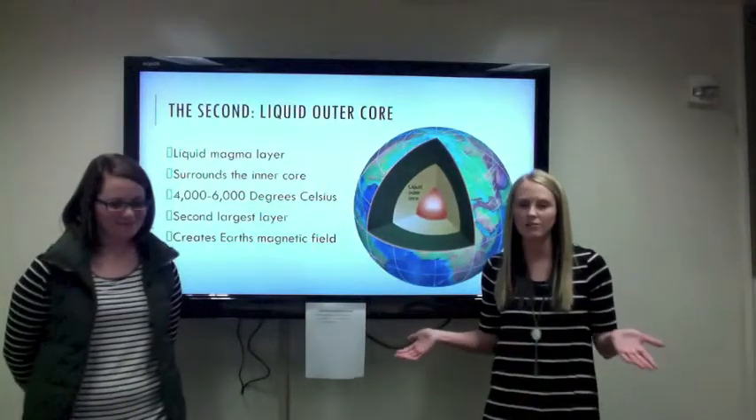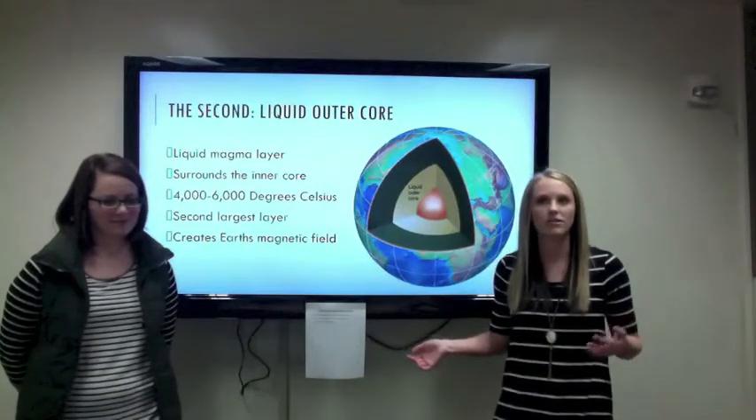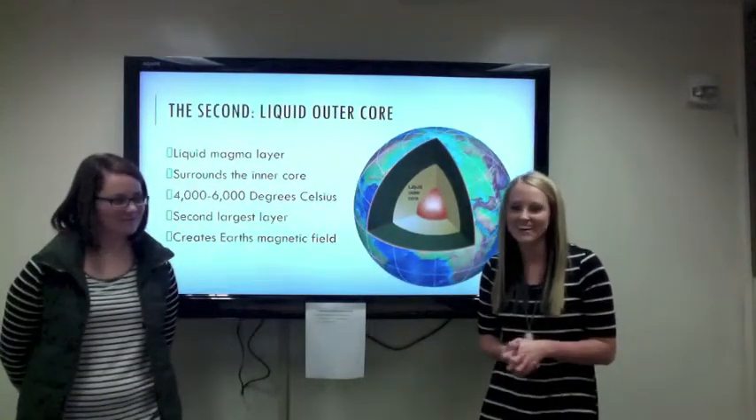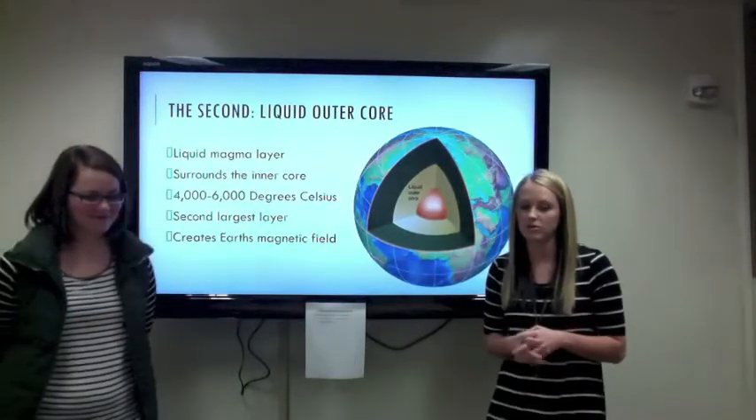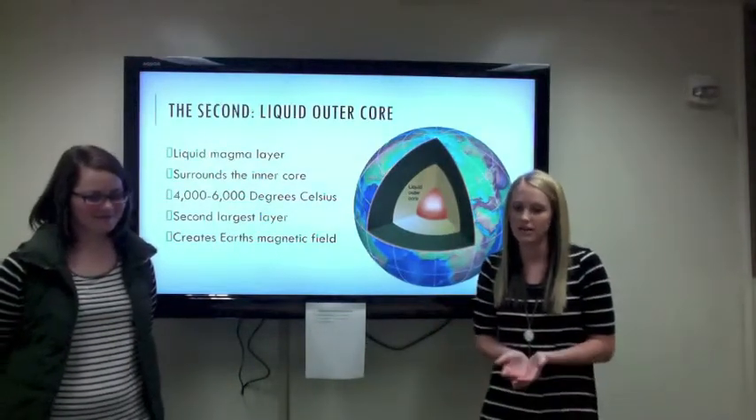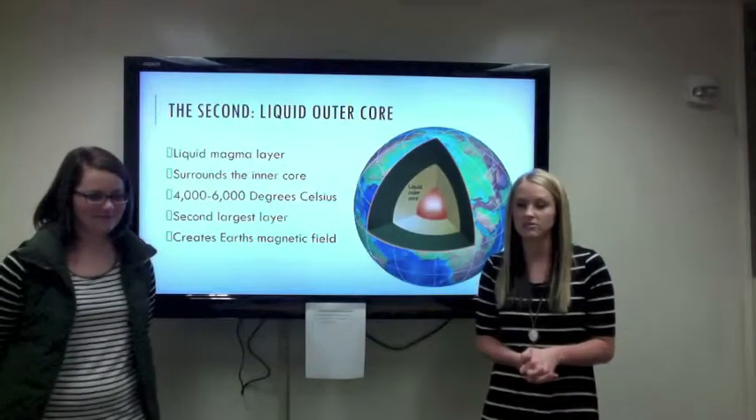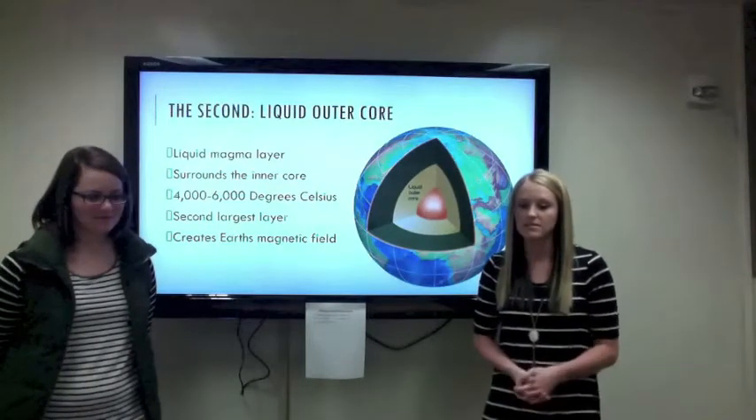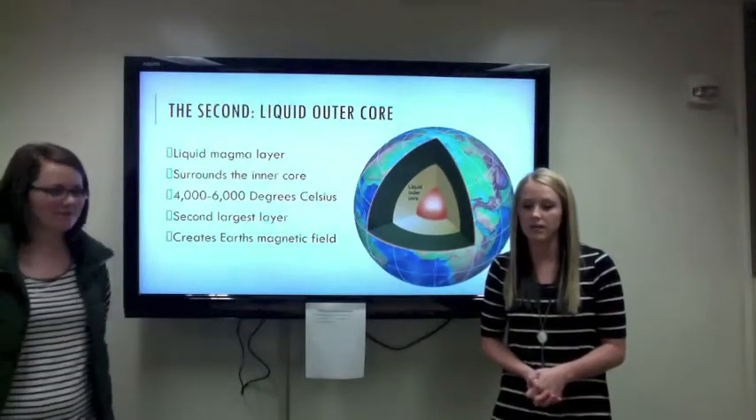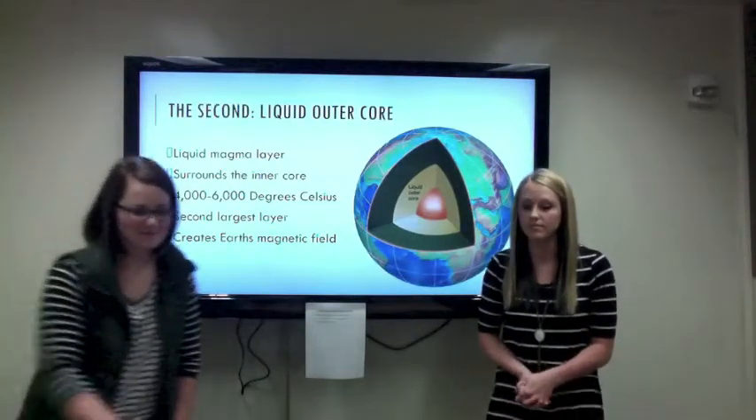Does anyone know what magma is? No. Has anyone heard of hot lava, like in a volcano? Yes. Okay, well that's what this layer is made of. And it surrounds the inner core, so it goes along the outside of the layer that we just discussed. And this layer is 4,000 to 6,000 degrees Celsius, which is also as hot as the sun. This is the second largest layer out of the 4 layers, and it creates Earth's magnetic field.